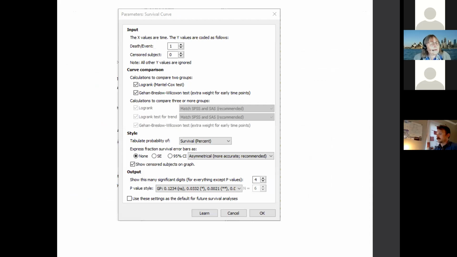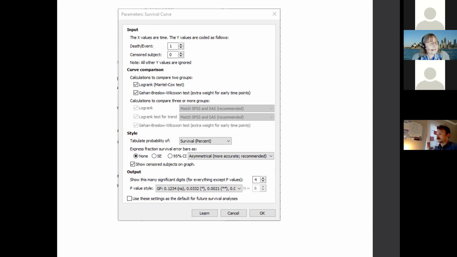You get another box that asks you about the parameters for your survival curve. And this is the default. It's assuming that you categorized your event as 1 and your censored subject as 0, but you could change that to 99 and 23 if you wanted. You can do it any way you want, but I think it's easier to keep it straight if you do it as a 1 and 0.